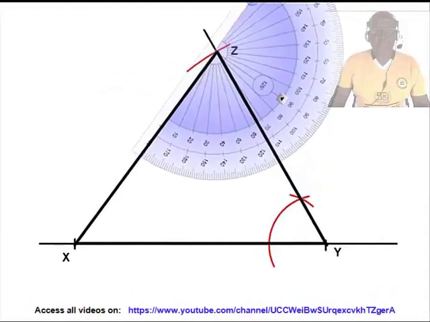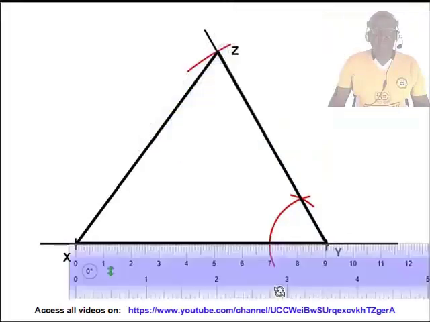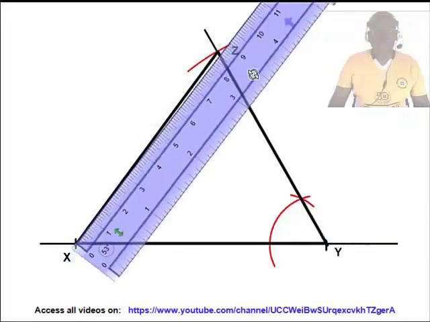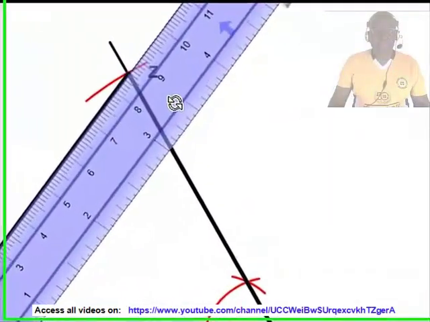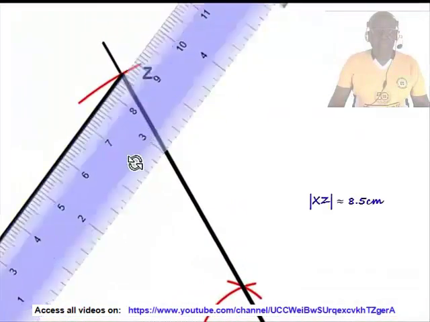We are to measure the side XZ. We shall measure the side XZ using a ruler. As can be seen, the magnitude of XZ is approximately equal to 8.5 centimeters.